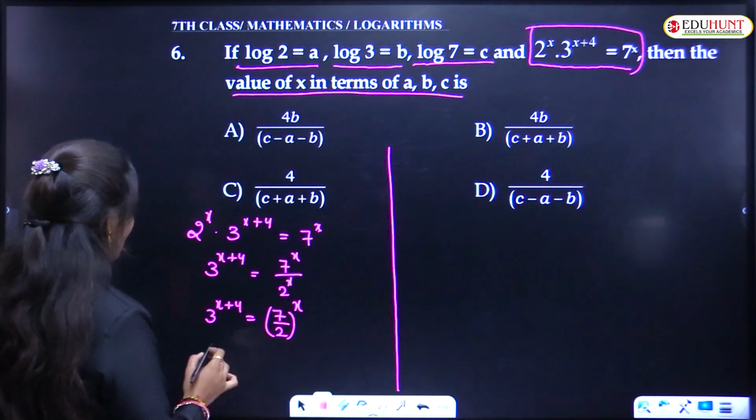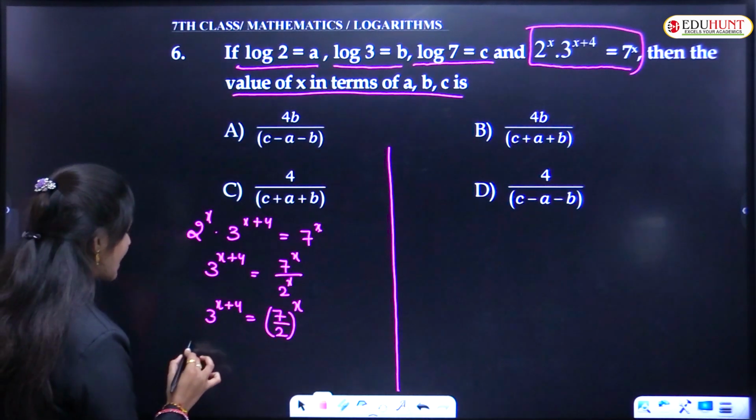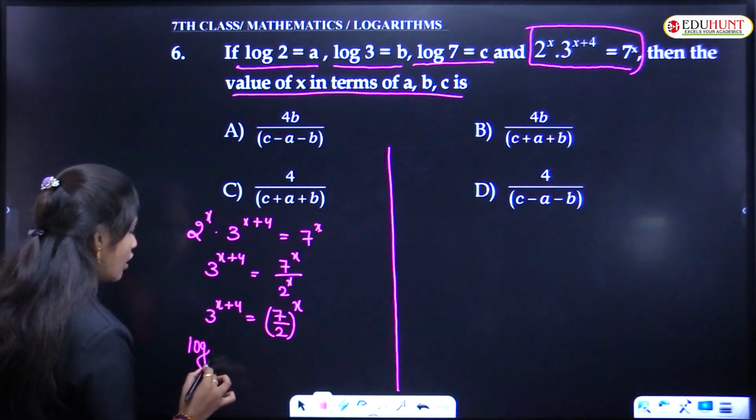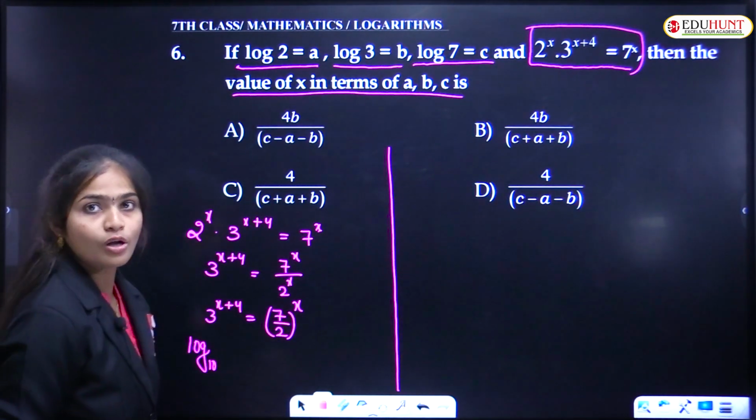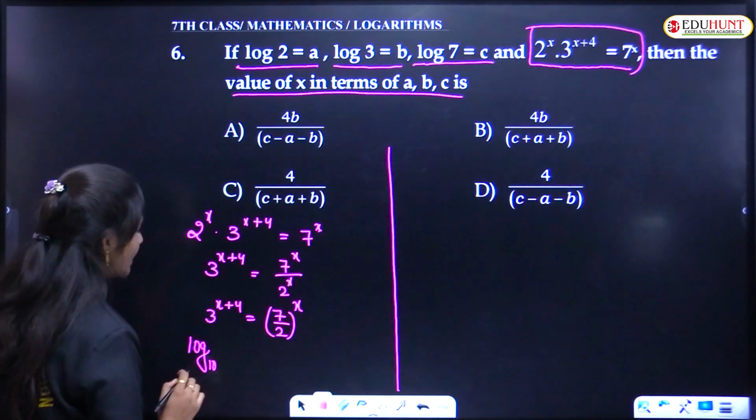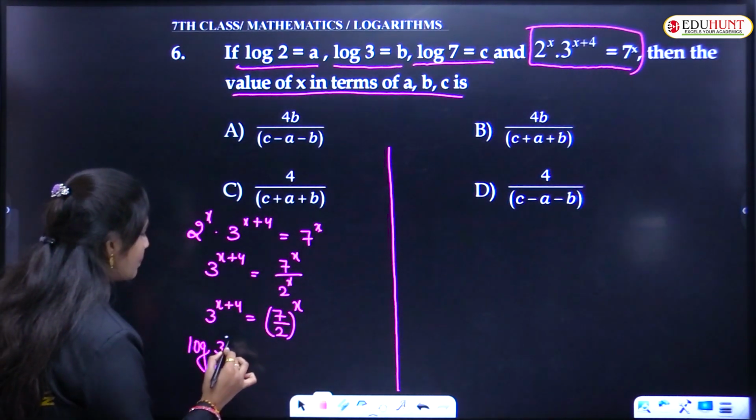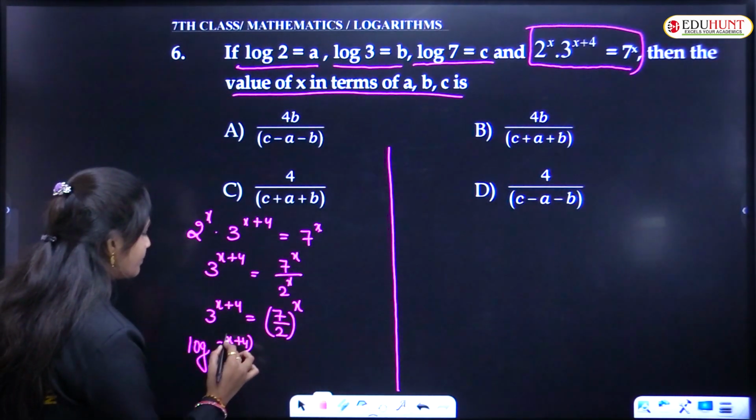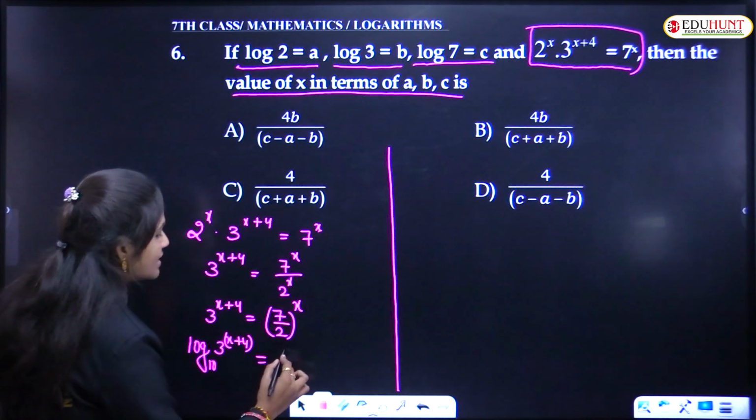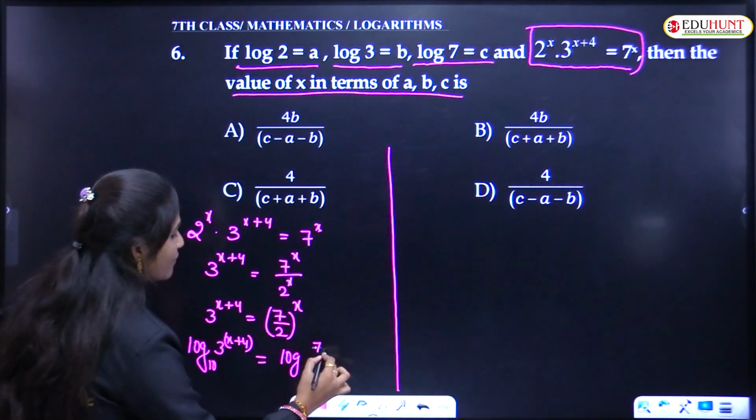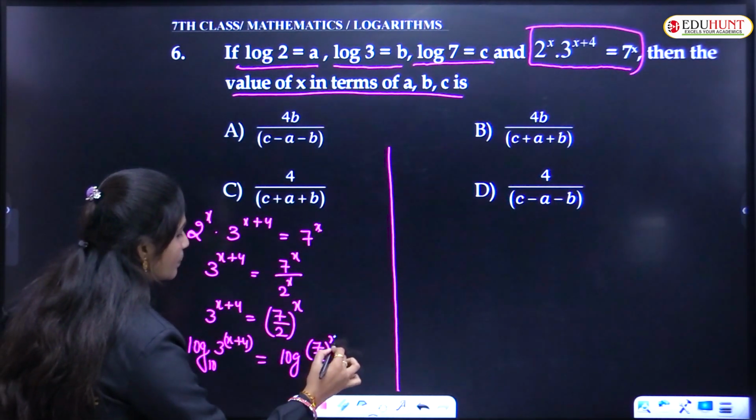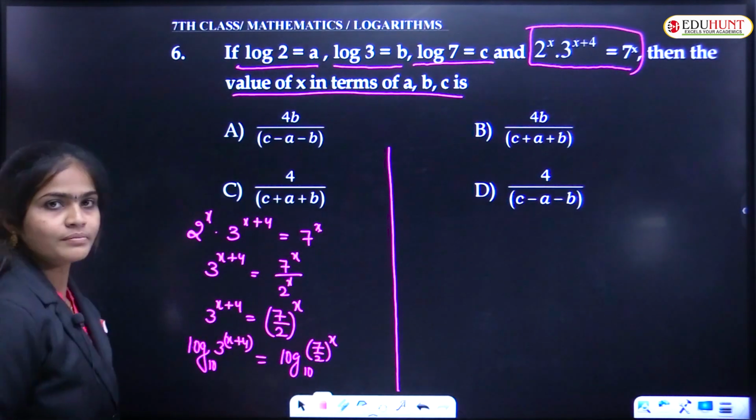Okay? So now apply log on both sides. Log to the base 10. Just apply log to the base 10 on both sides of the equation. So log 3 power x plus 4 to the base 10 is equal to log 7 by 2 whole power x to the base 10.